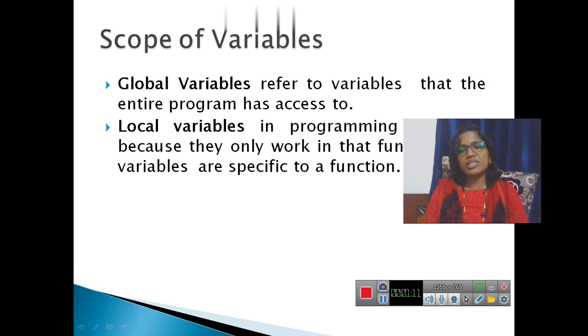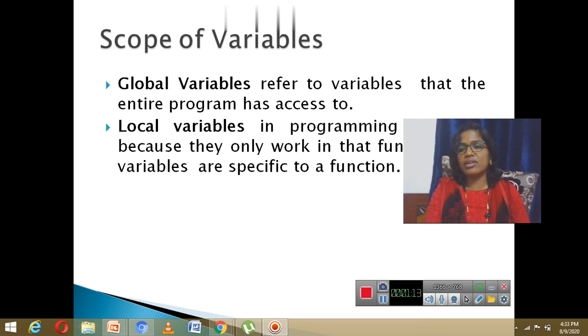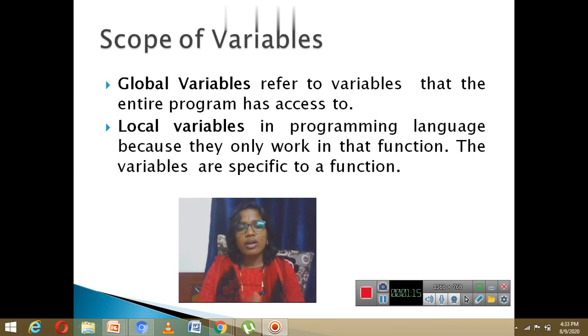First we'll see what is the scope of a variable. First, what is a variable? A variable is a place which is allocated with some address, and it helps to perform some operations in a program.